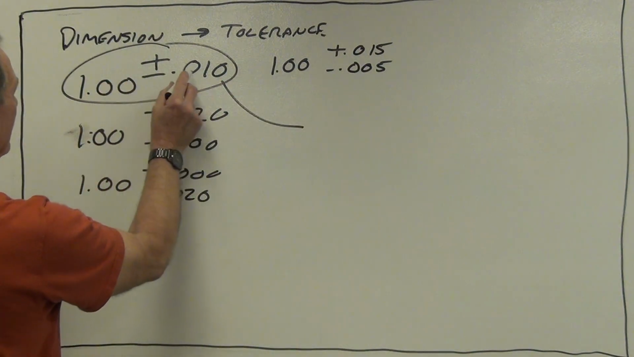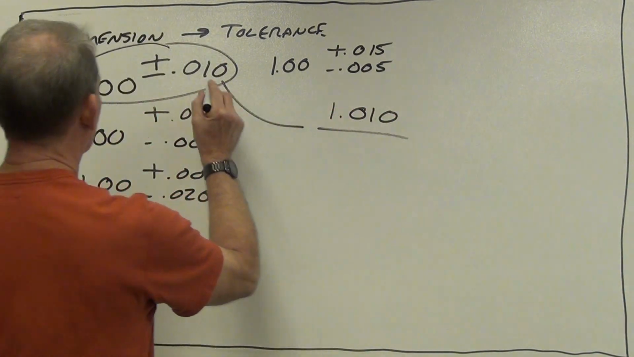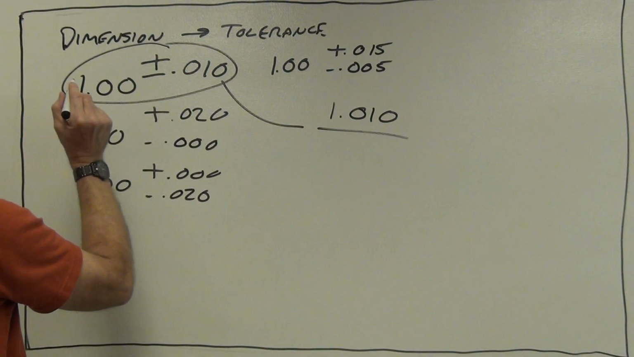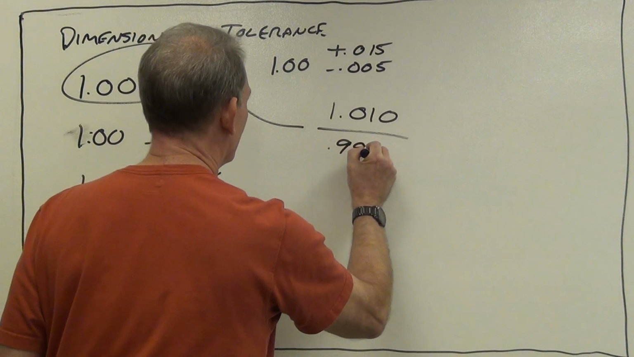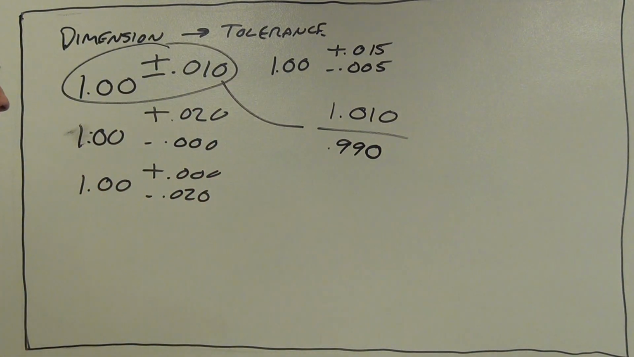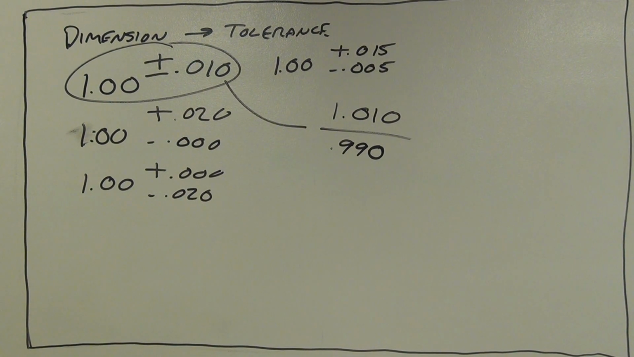I'm going to add the plus side of this to the dimension, and I'm going to subtract the minus side from the dimension. And what I've done here is I've converted the form of that equal bilateral expression into another form that I'm going to call the limit form. And I think it's pretty obvious why it's the limits. It's the largest and the smallest dimension that an acceptable part could have.